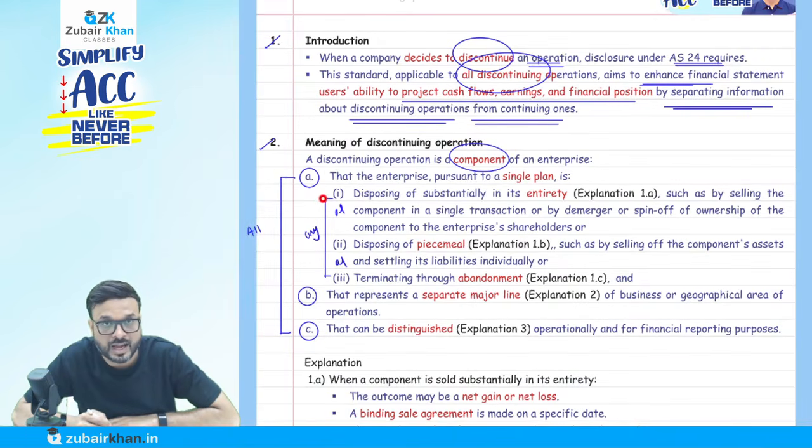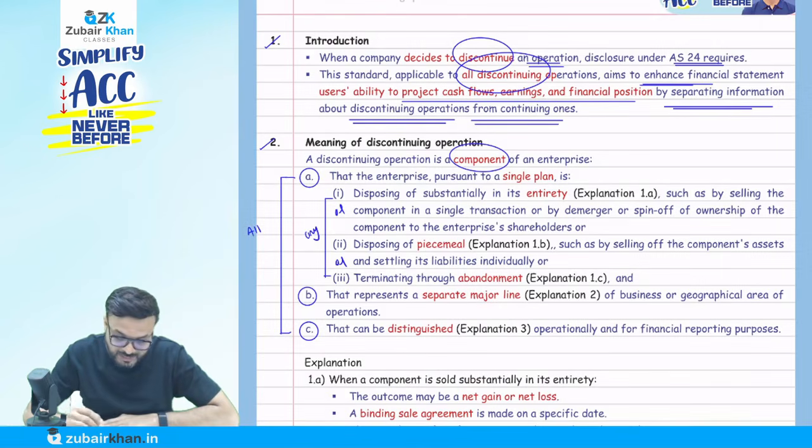How many points do we have? Three: A, B, C. All these three points should be satisfied. But in point A, we have three sub-points: Roman 1, 2, 3. If any one of these is satisfied, condition A will be fulfilled.